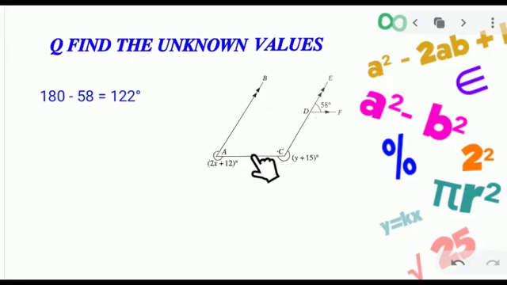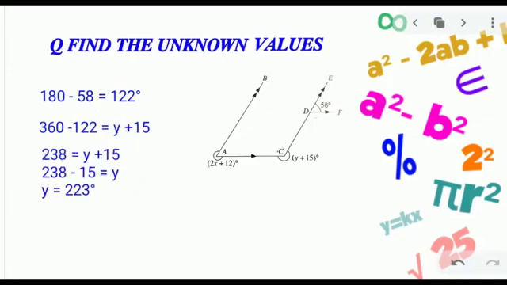So we got one angle which is 122, and we know that the whole angle around this single point will be equal to 360 degrees. So we will subtract 122 from 360, and then we will get y plus 15, which is this unknown angle. Now the second step is that we take this 15 to the other side, and then we get the value of the unknown, which is y.